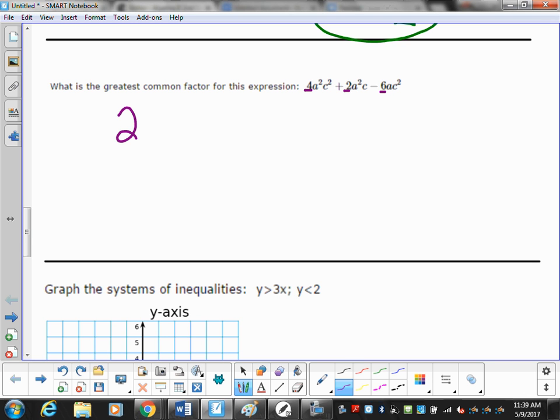Then I look at my variables. I have an a squared and an a. The first two have an a squared in common, but the third one only has one of those a's, so that's all we can have in our greatest common factor, just one a. And so that's part of it. And then the last variable is c, and we have the same issue with c. Two of them have c squared, but only one has a c. So since c squared won't go into the c, we can just have a c there. So my greatest common factor is 2ac.